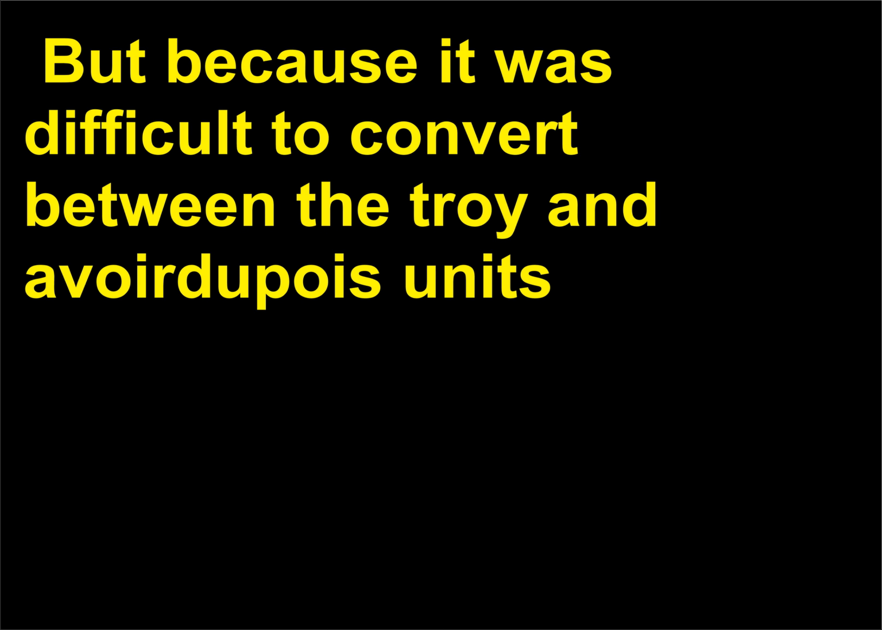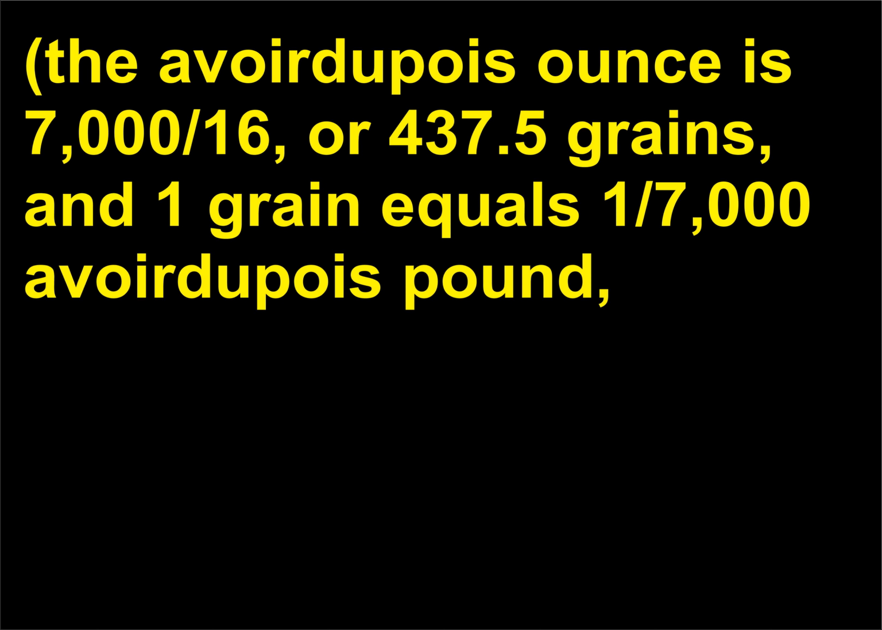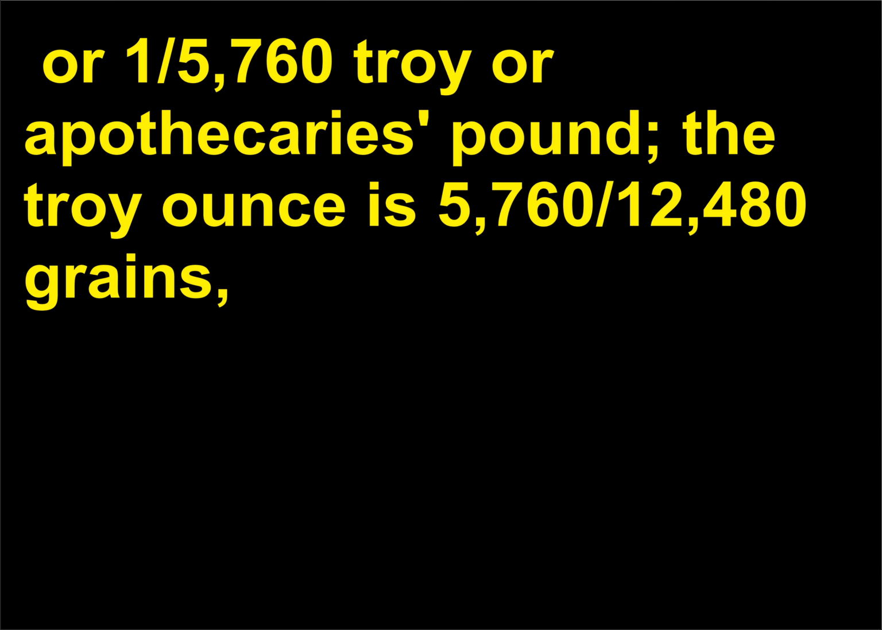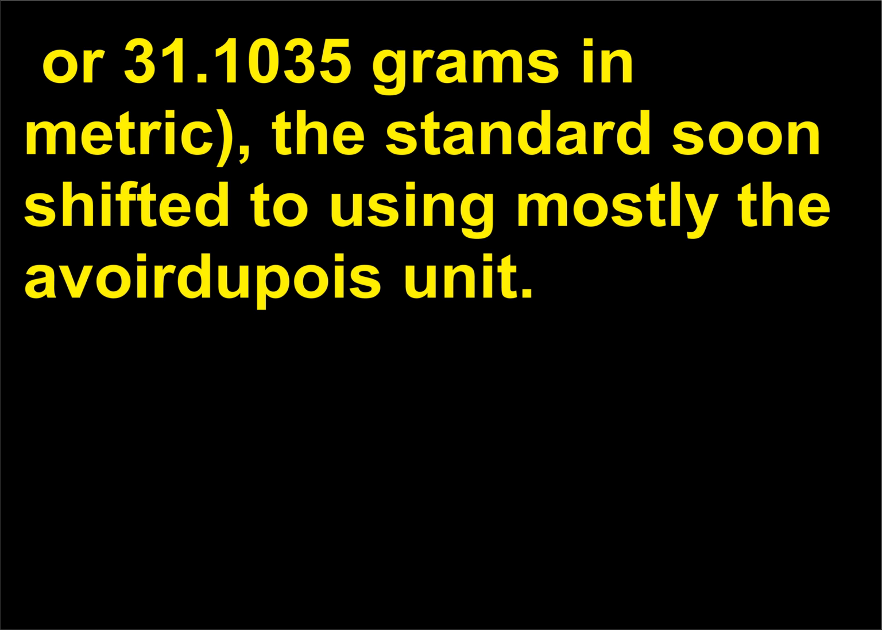But because it was difficult to convert between the troy and avoirdupois units, the avoirdupois ounce is 7,000/16 or 437.5 grains, and 1 grain equals 1/7,000 avoirdupois pound, or 1/5,760 troy or apothecaries pound. The troy ounce is 5,760/12 or 480 grains, or 31.1035 grams in metric. The standard soon shifted to using mostly the avoirdupois unit.